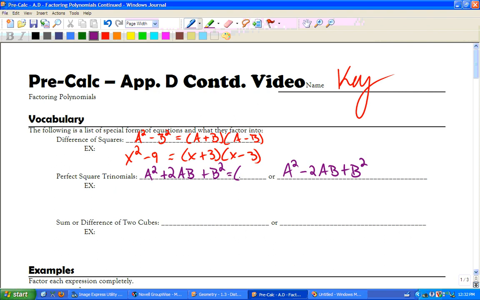A squared plus 2ab plus b squared factors into a plus b quantity squared. A squared minus 2ab plus b squared factors into a minus b squared. Again, it's pretty close, but just a little bit of difference.